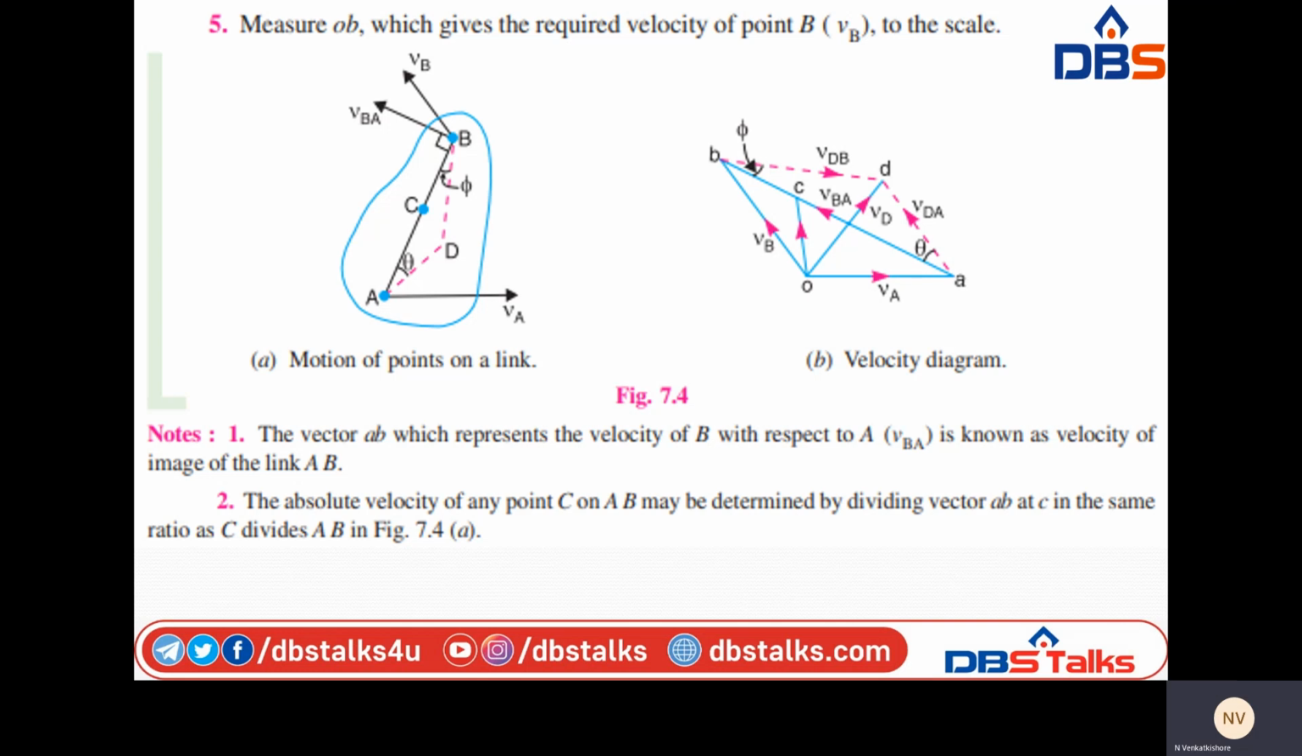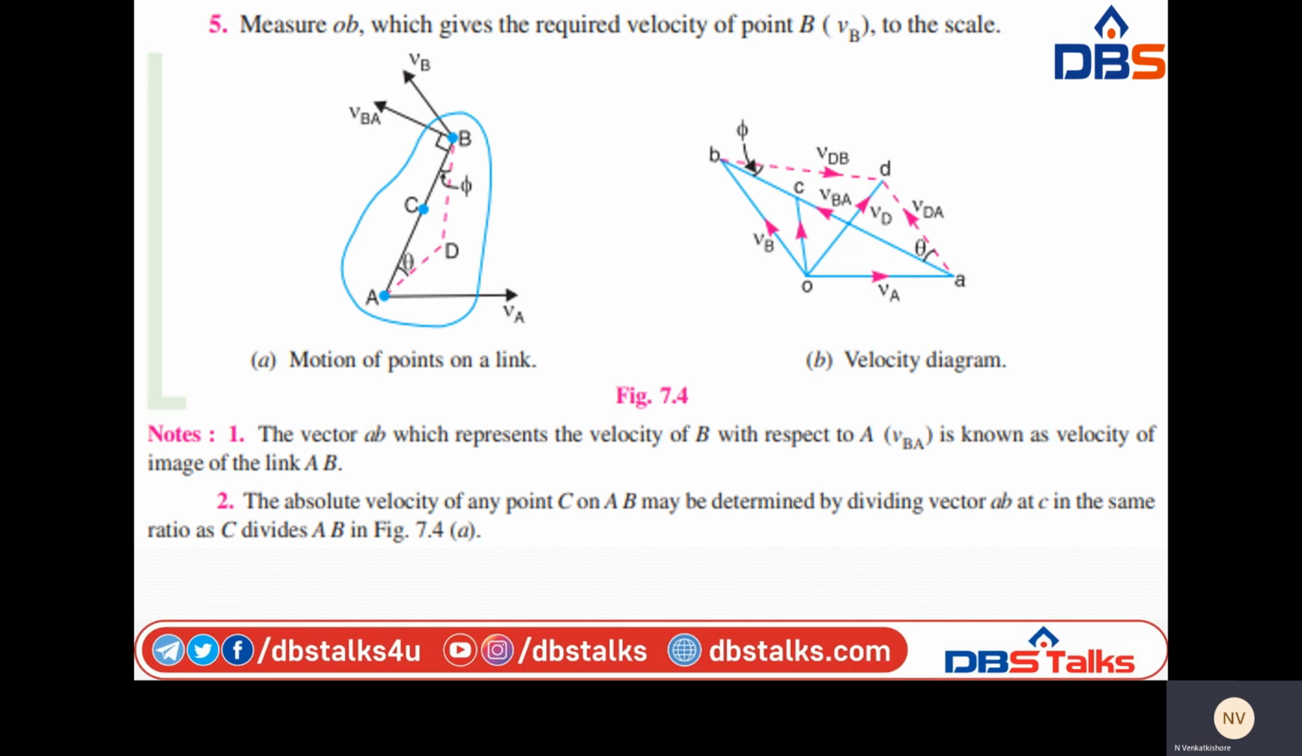So one more line you draw with respect to VB, intersecting this VBA vector from O. Those two are connected at the small b. If you see the velocity diagram, you can identify this.